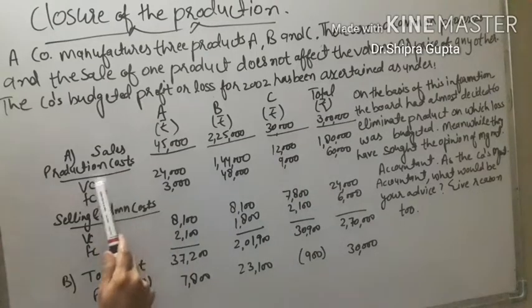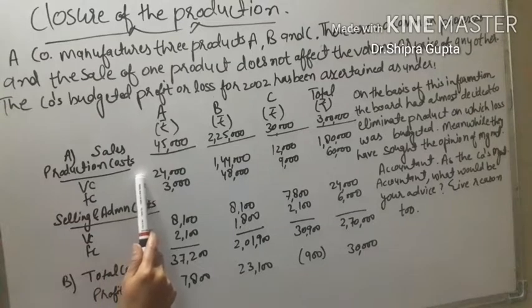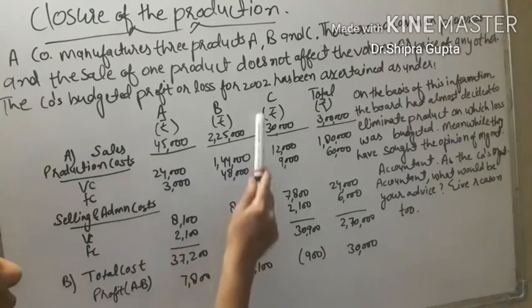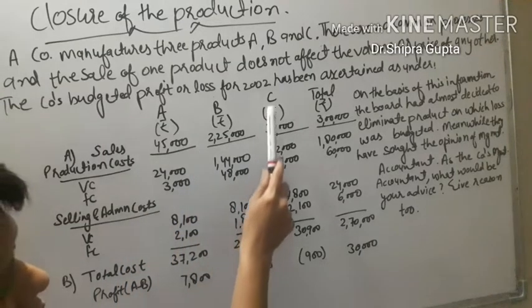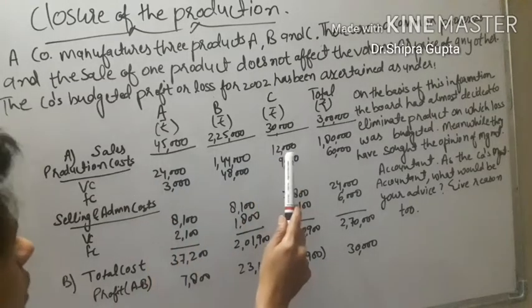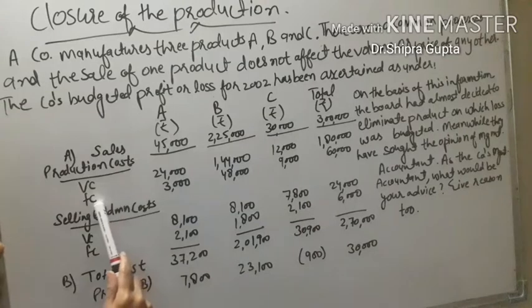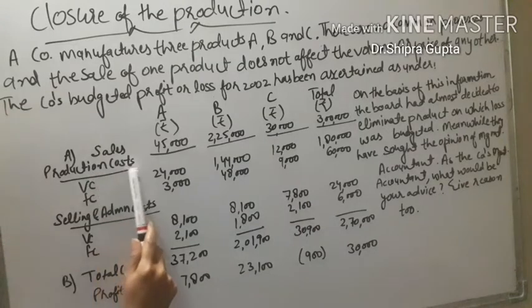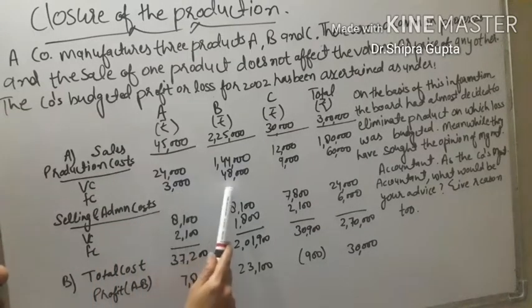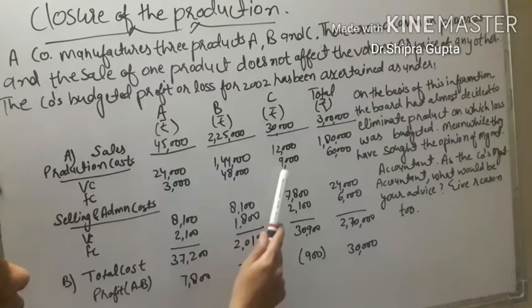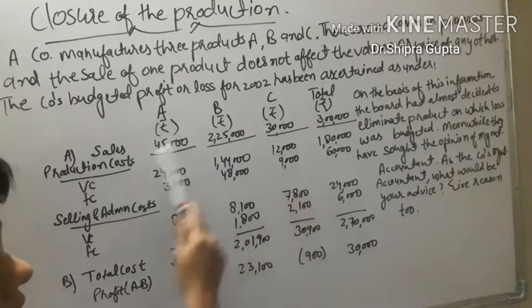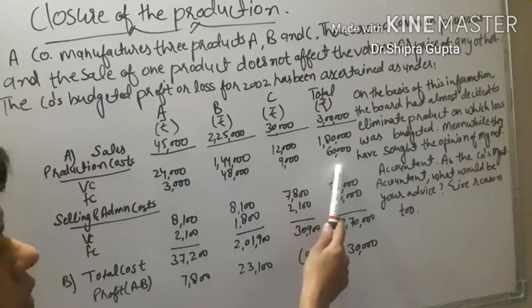Production cost, variable cost and fixed cost. Variable cost for production cost is 24,000 for A, 1,44,000 for B and 12,000 for C, and its total is 1,80,000. Now fixed cost for production cost is 3,000 for A, 48,000 rupees for B and 9,000 rupees for C, and its total is 60,000 rupees.